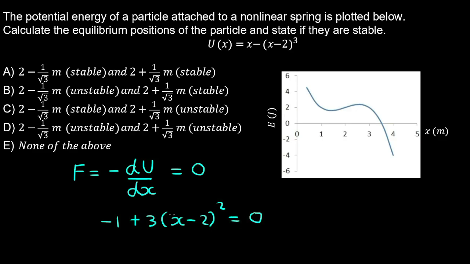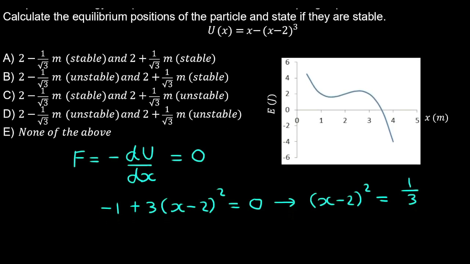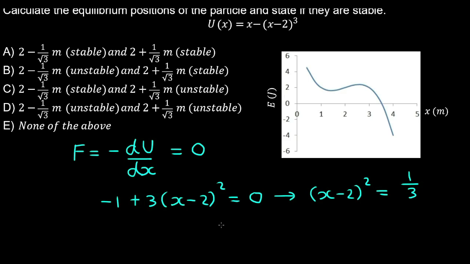So if we solve this equation for x, we get x minus 2 squared is equal to 1/3. So the equilibrium points are at x equals 2 plus or minus 1 on root 3. So that will be this point and this point, where the slope of the potential energy function is 0.